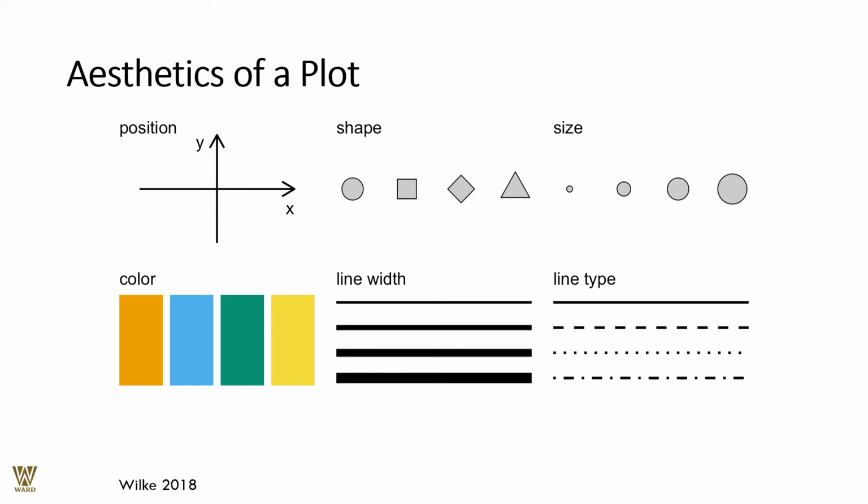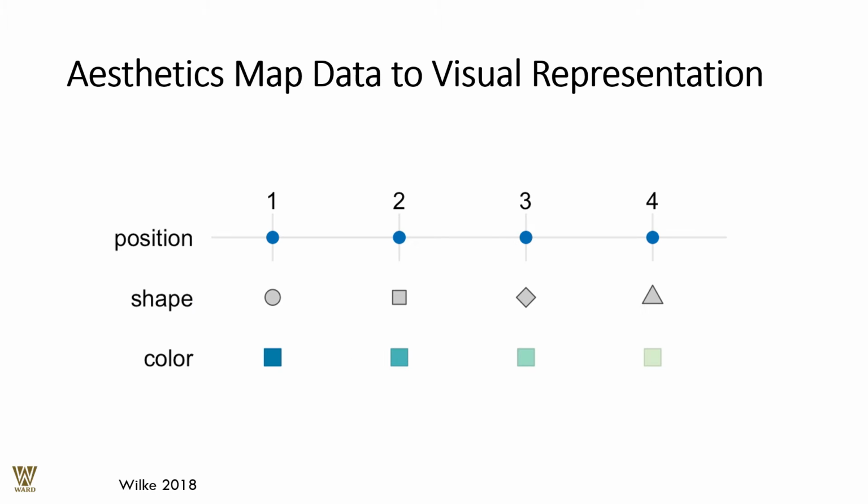Then we have the aesthetics of a plot. What is going around it? The position, the shapes, the colors, the line width, the line type. We can change everything. It can be from a dotted line to a semi-dotted line to a line which is perfectly solid, to its size. We are talking about everything mentioned here: the position, the shape, the size, the line width, the colors. Aesthetics map to visual representation.